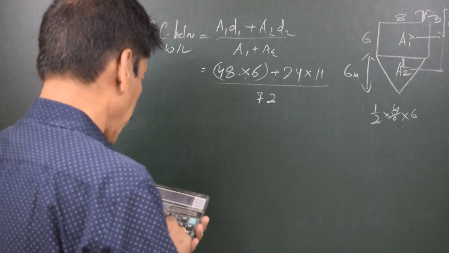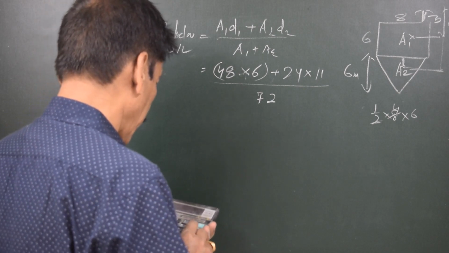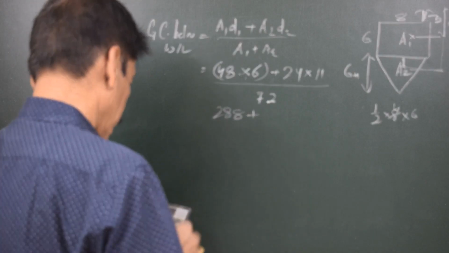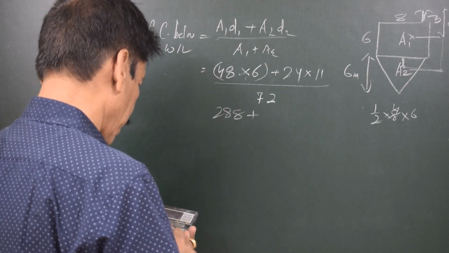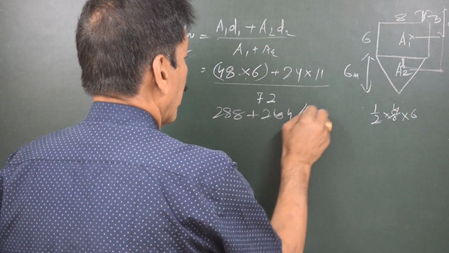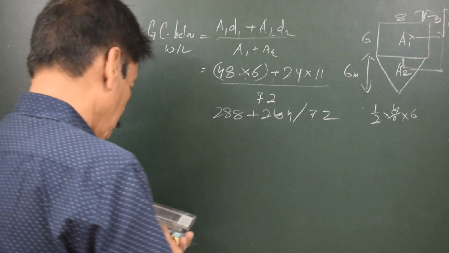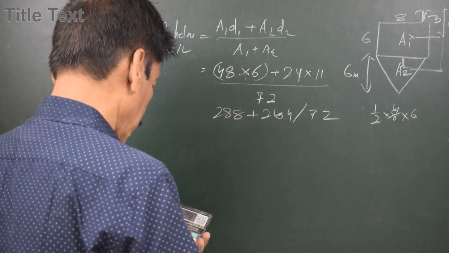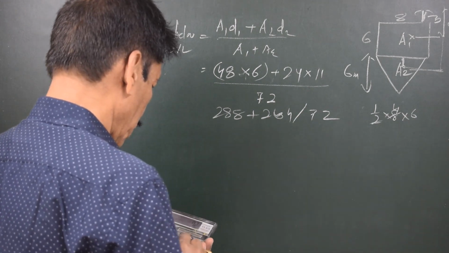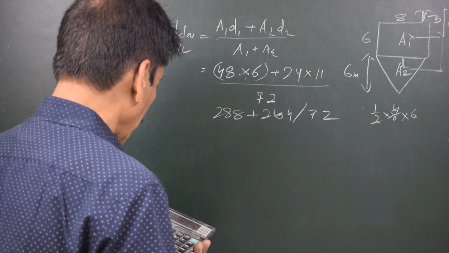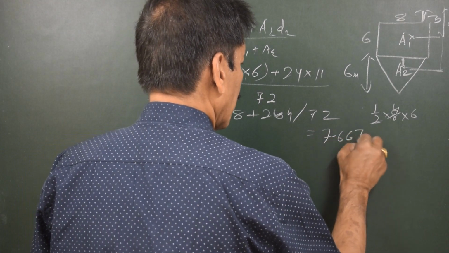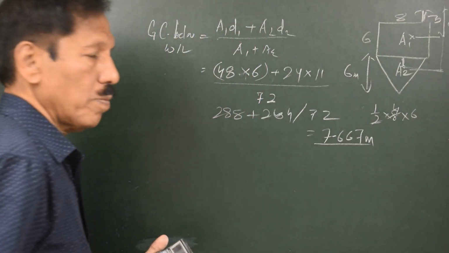So let us find out the position of the common centroid below the water level. 48 into 6 equals 288, plus 24 into 11 gives me 264, divided by 72. So 288 plus 264 divided by 72 gives me 7.666, so it is equal to 7.667 meters. That is the position of the common centroid.